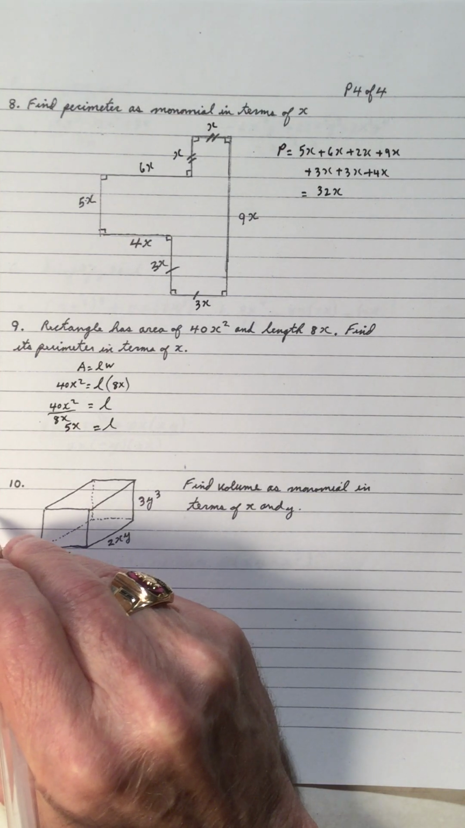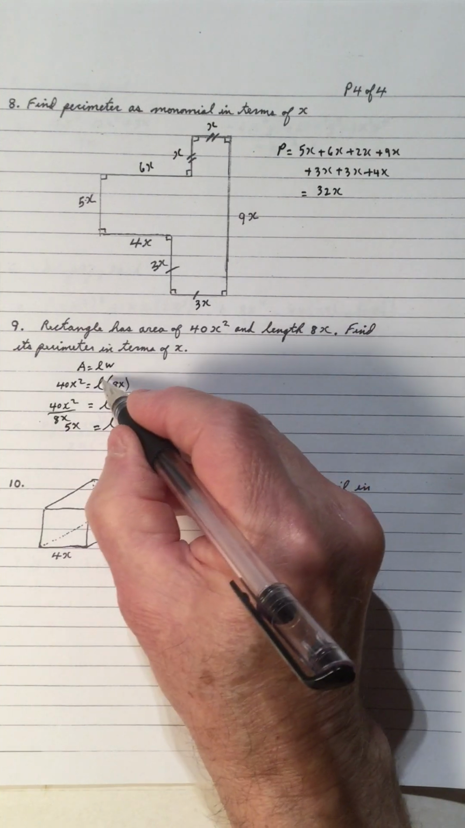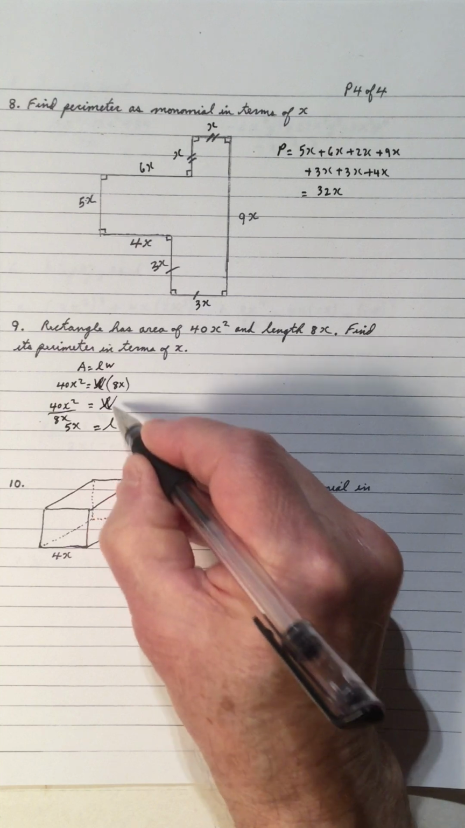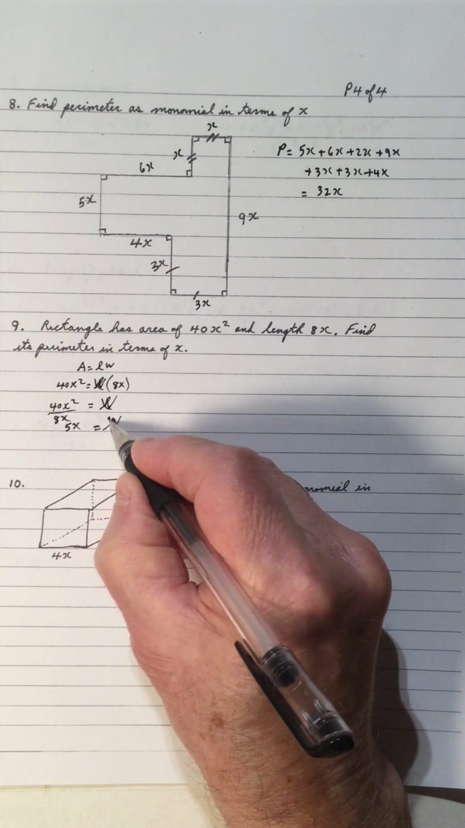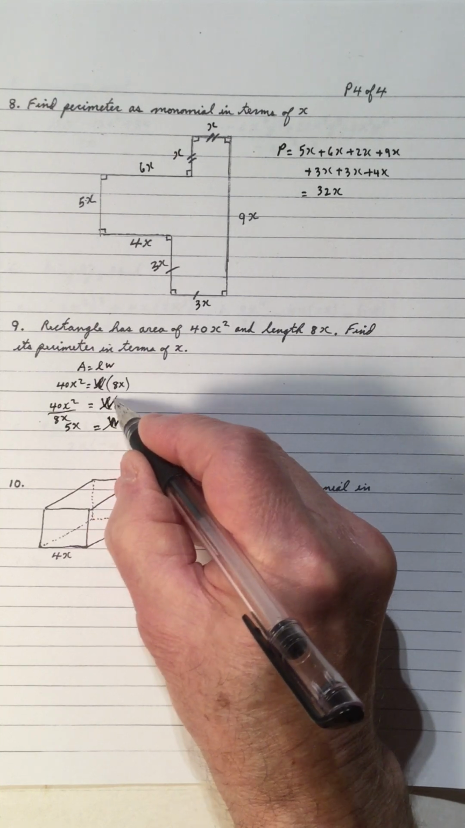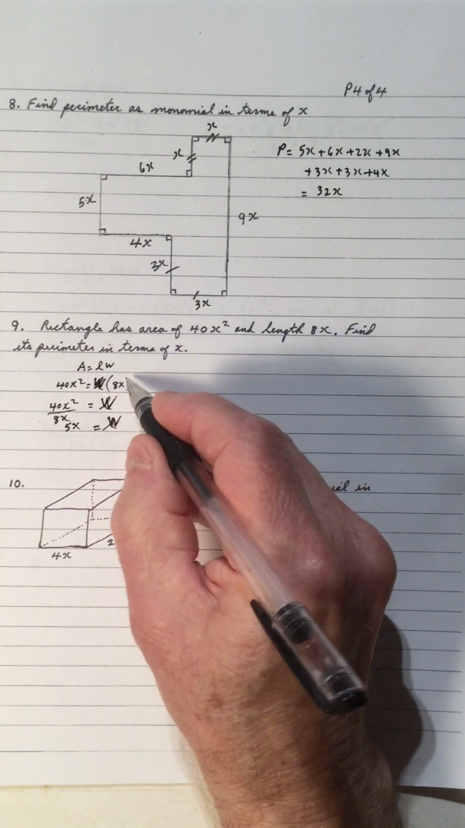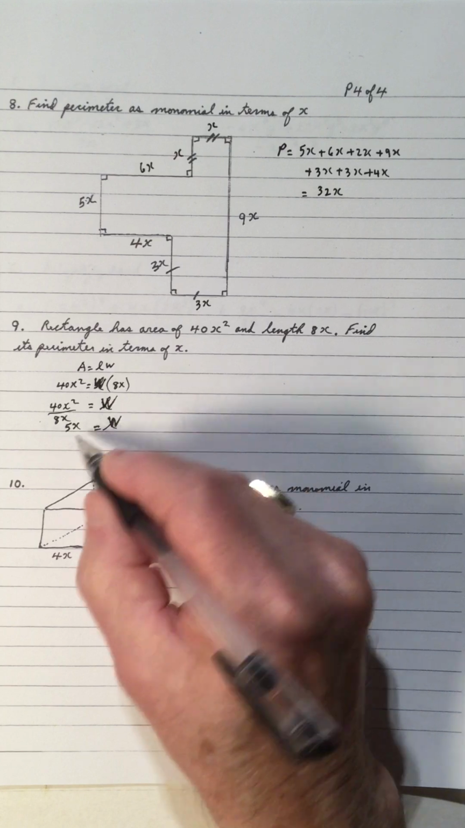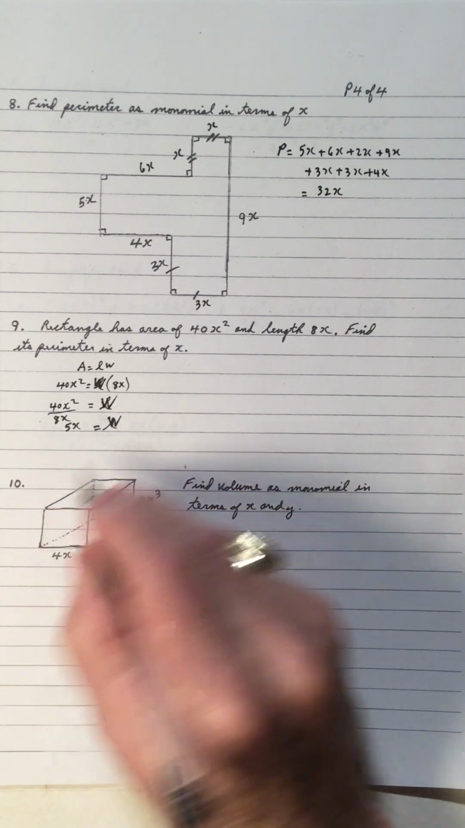Oh, did I say the length? Let's put a W here. Let's do it right. I got the length. It's the width that I'm finding. So 8x is the length, and let's just put a W here. So the width is 5x.